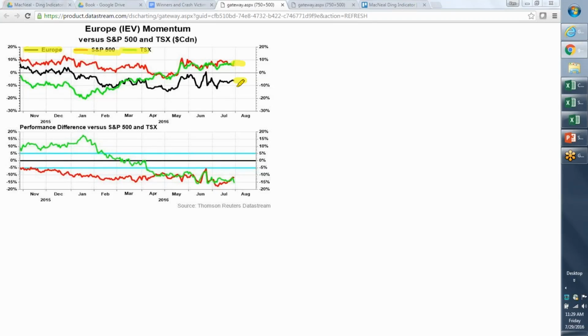So the black line is below both markets. So clearly something you would be avoiding. In fact, there was no time at all in the past that the Europe ETF was above both the US and Canadian market. It was above the Canadian market here. That was when the Canadian market was doing so poorly. So here's an area that you would be avoiding.